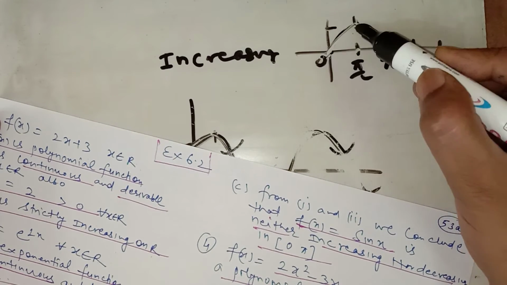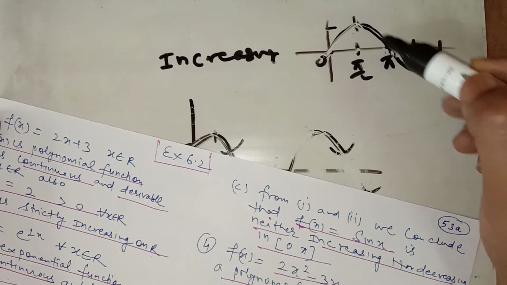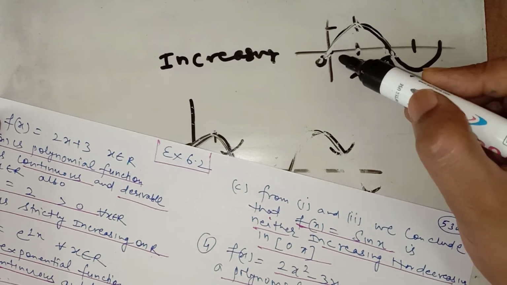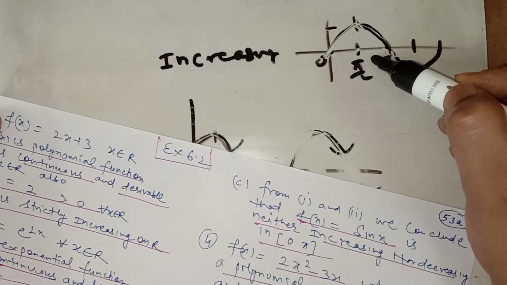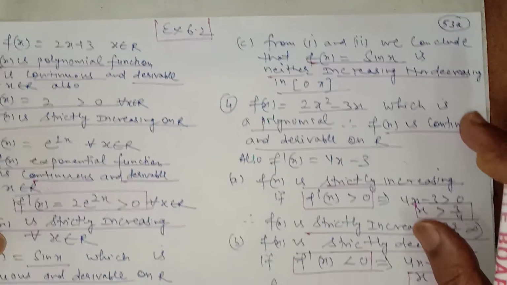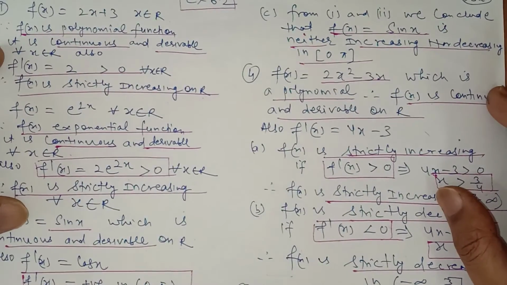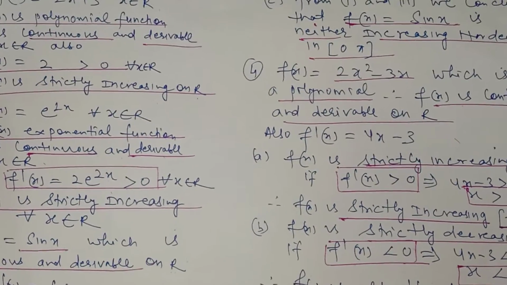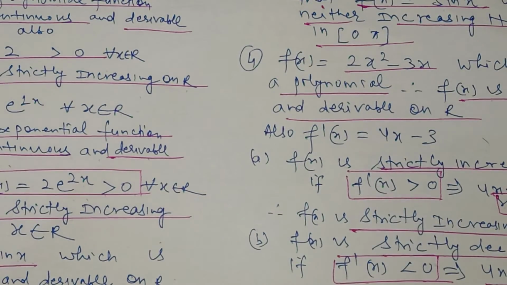Increasing strictly from 0 to pi by 2, decreasing strictly from pi by 2 to pi, and because in the 0 to pi interval, in some interval it is increasing and in some interval it is decreasing, we can say that from 0 to pi it is neither increasing nor decreasing. So like this you have to prove in this exercise.